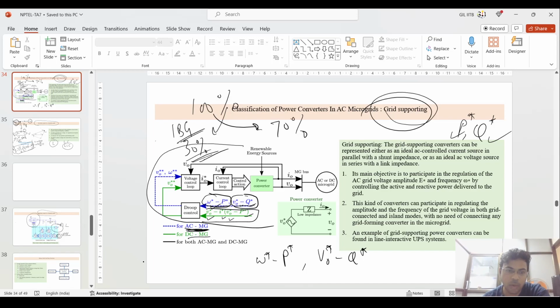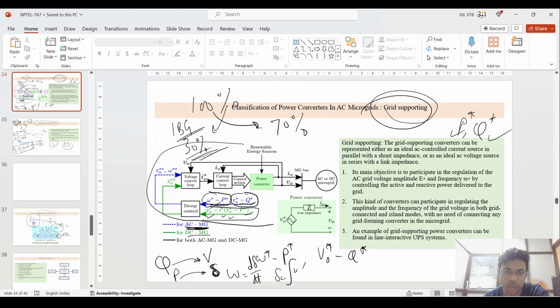Why? Because omega star is strongly coupled with the P star, and the V star and the Q star are strongly coupled with the voltage, delta. And how do you generate this delta? Omega is d delta by dt, so delta is the integration of omega dt. So if you use the integrator here, then you will get delta, which is strongly coupled, from where you should take the reference based upon that.